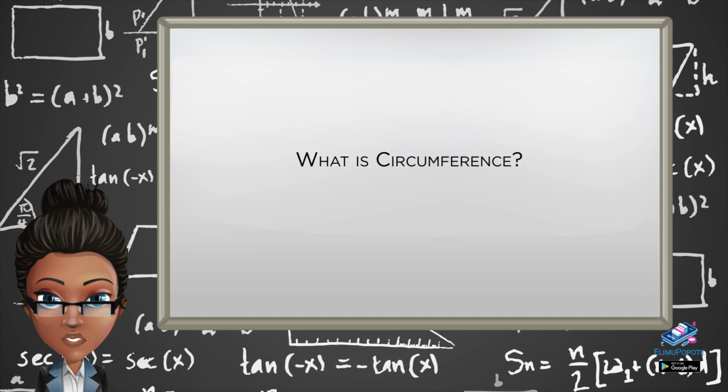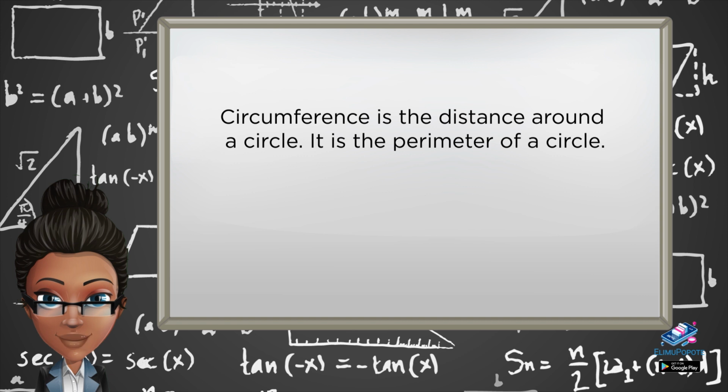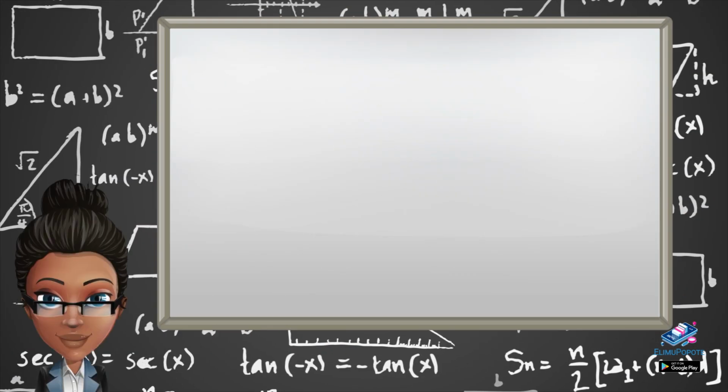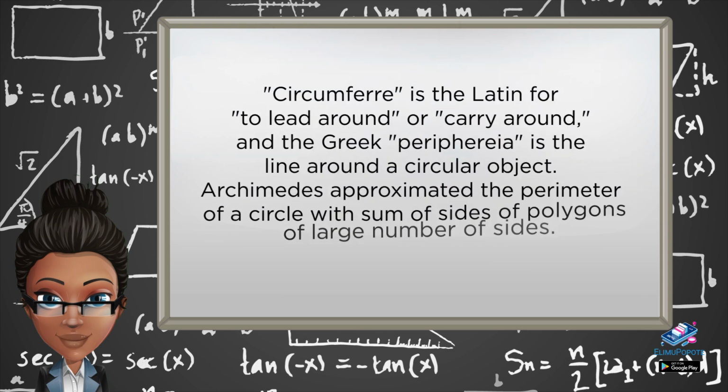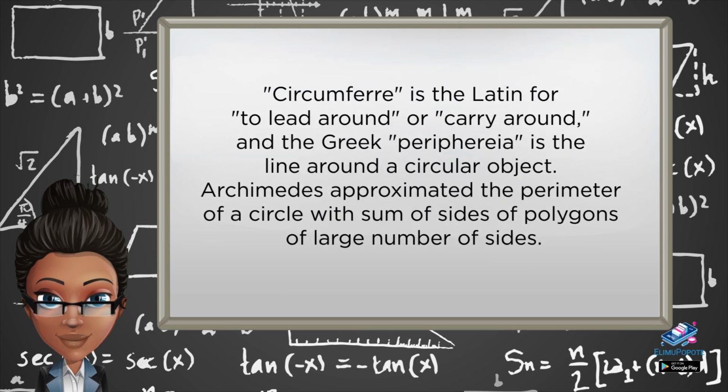What is circumference? Circumference is the distance around a circle. It is the perimeter of a circle. Circumference is the Latin for to lead around or carry around. In the Greek, periphereia is the line around a circular object. Archimedes approximated the perimeter of a circle with the sum of sides of polygons of a large number of sides.